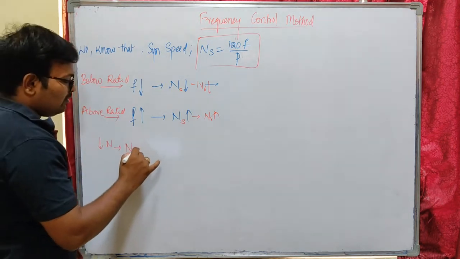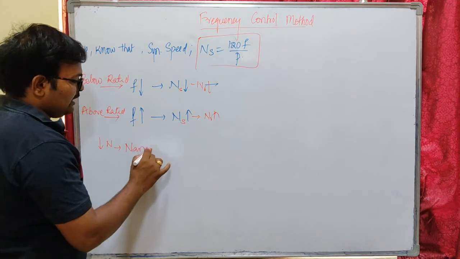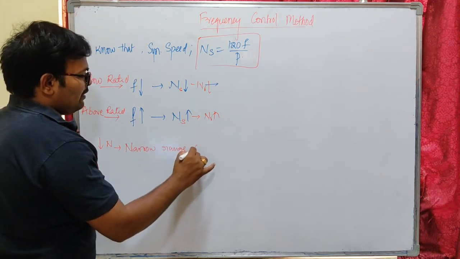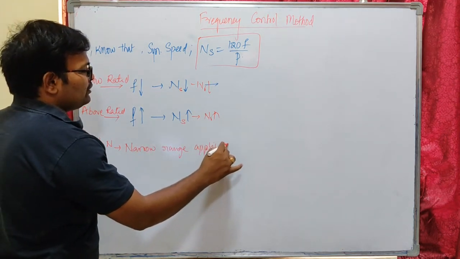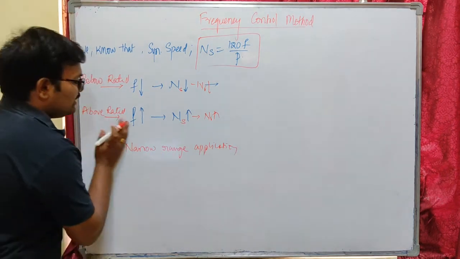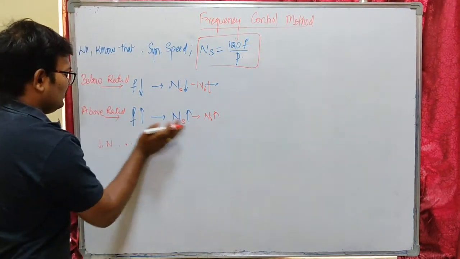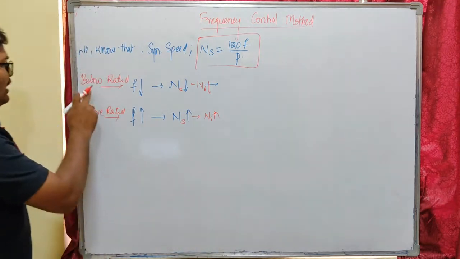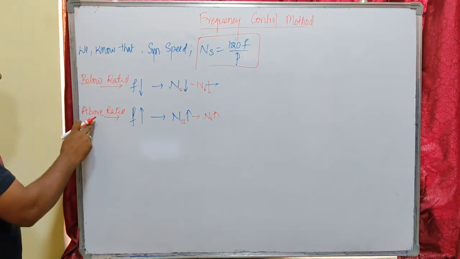That is a narrow range of operation, a narrow range of application. Only reduced speed can be obtained in the voltage control method, but here a wide range of speed can be applied. A wide range of speed variation can be obtained. I can say that below rated and above rated speeds can be obtained.